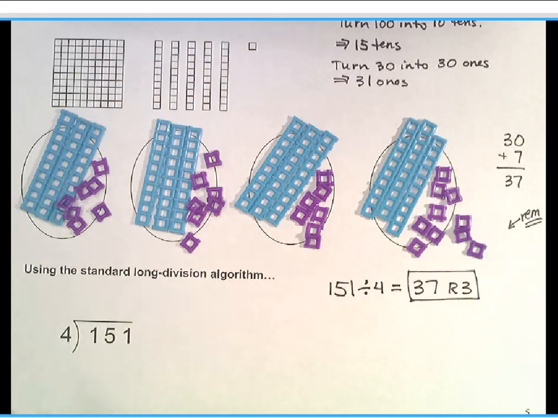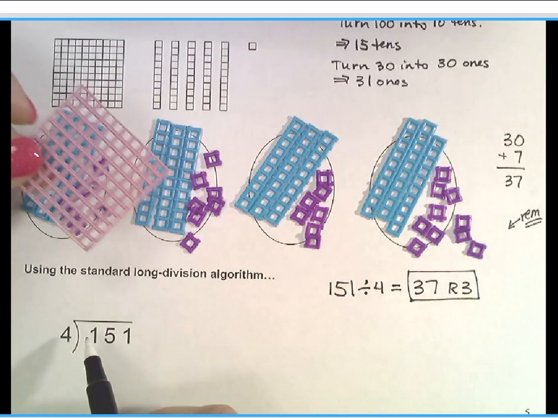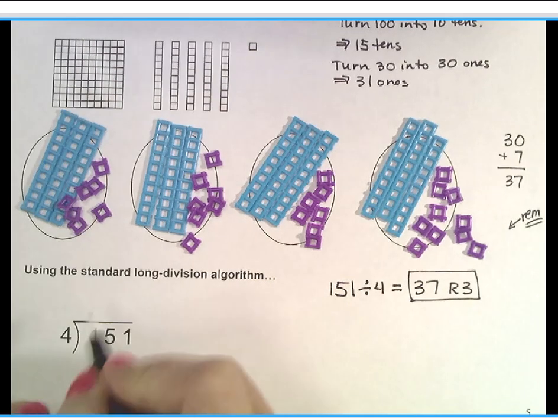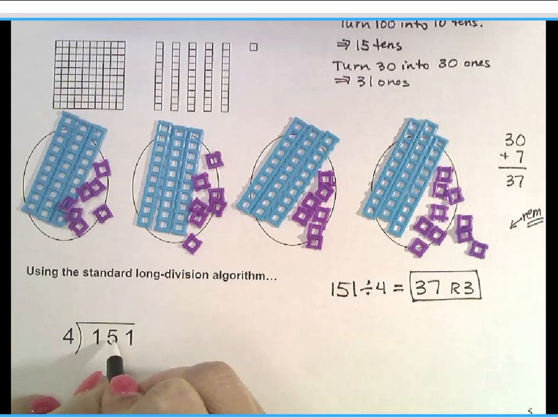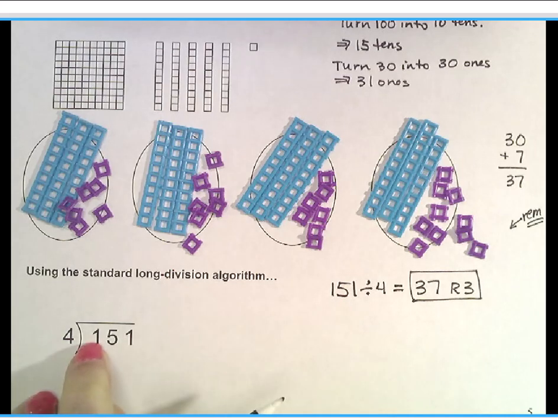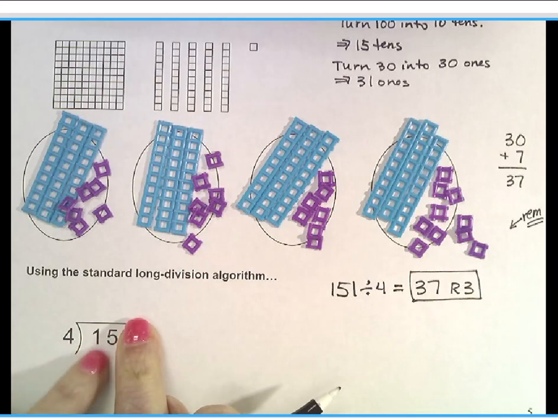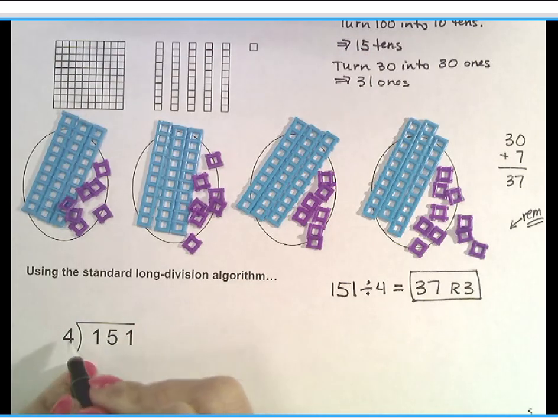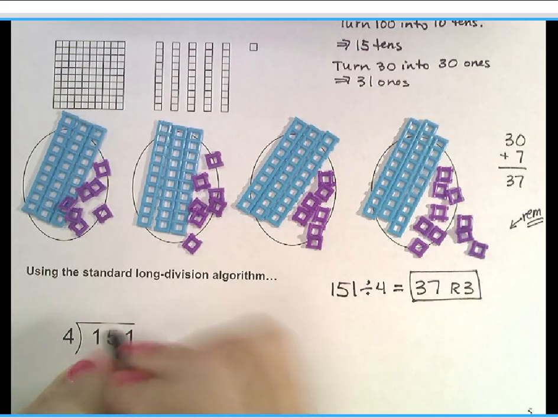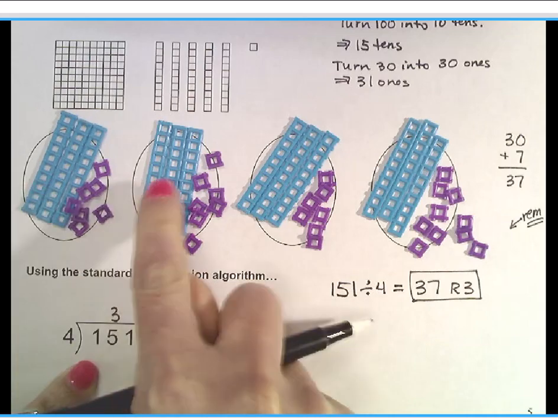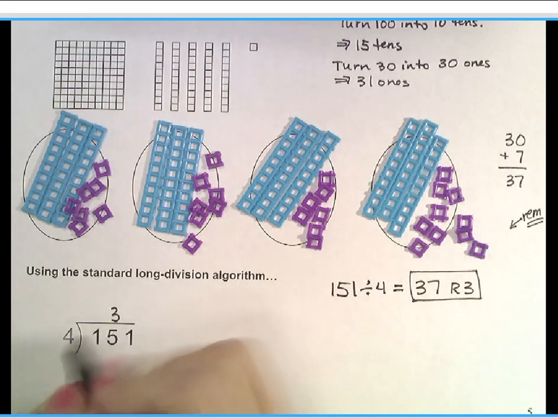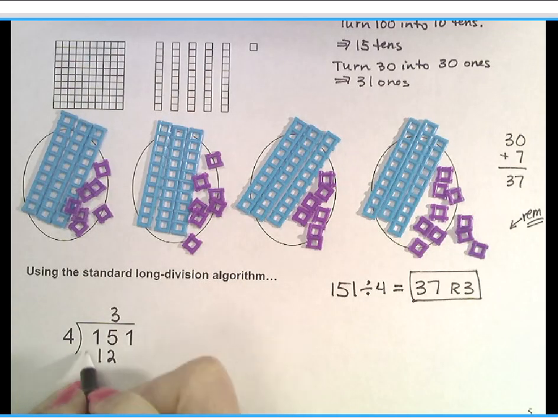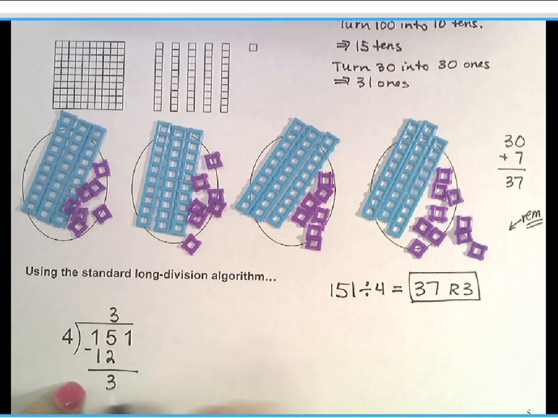I'm trying to divide 4 into my 1. That was that 100 that I had. Well, it doesn't divide in there. So I have to go to 15. We're not really skipping the 1, it's just we can't divide 4 into 1, so then we go to the 15. What that is, that's the blues, that's the 15 tens that we had up here. So how many times will 4 divide into 15? It'll go in there 3 times. See, we got 3 in each one of these. 3 times 4, we used 12 of them. We had 3 left over.